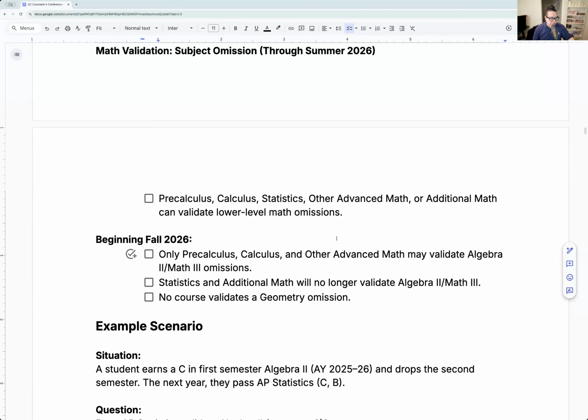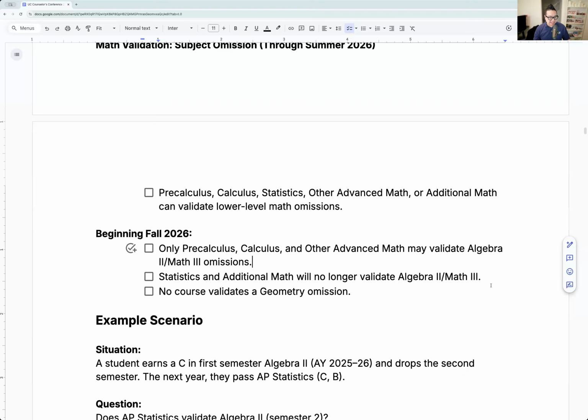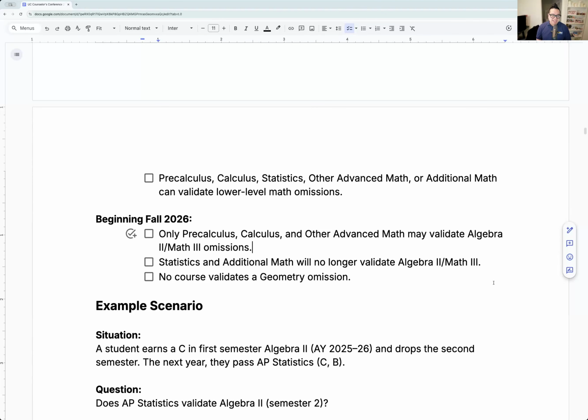All right, so here's a fun one. You guys can play along with me. First one: a student gets a C in the first semester of algebra 2 and drops the second semester. Then the next year they pass AP stats with a B and a C. So question, does the stats validate semester 2? In the chat, drop a yes or no.